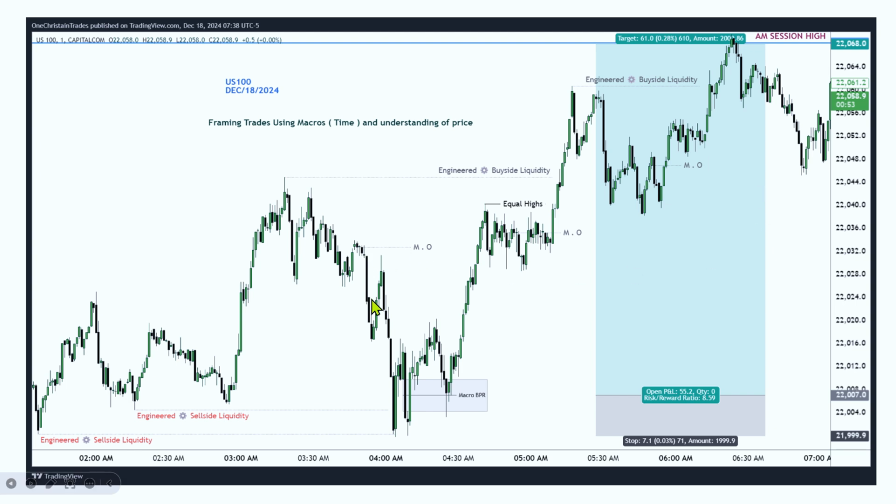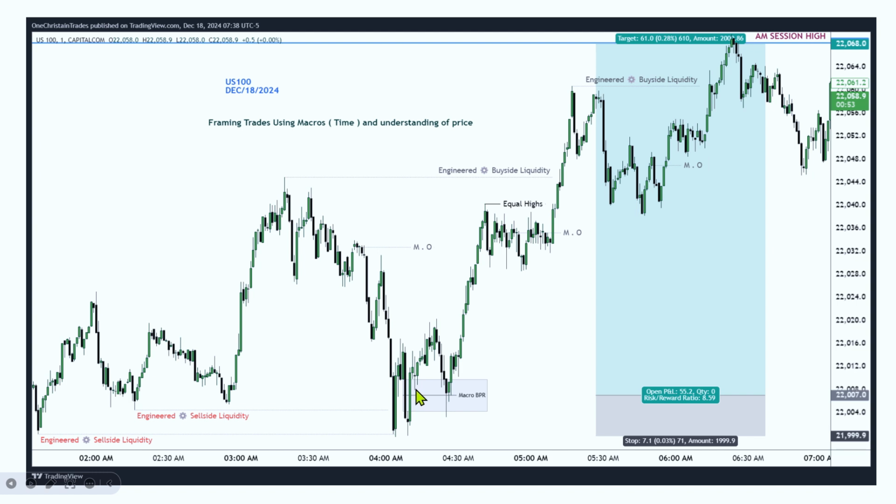Macro opening price. You have a displacement below, delivery below macro opening price. That was one. And what do we see happening during the macro? Macro runs for what? Liquidity. What's resting just below here? Sell stops, sell stops, sell stops, like that. So we had all this run for liquidity during the macro. As soon as the macro closes, you form the BPR.